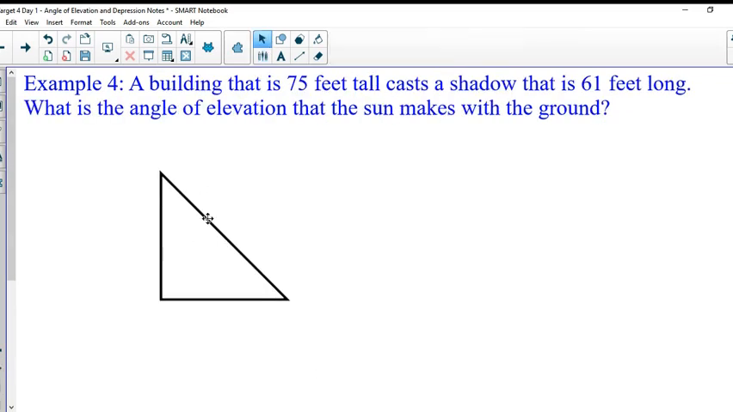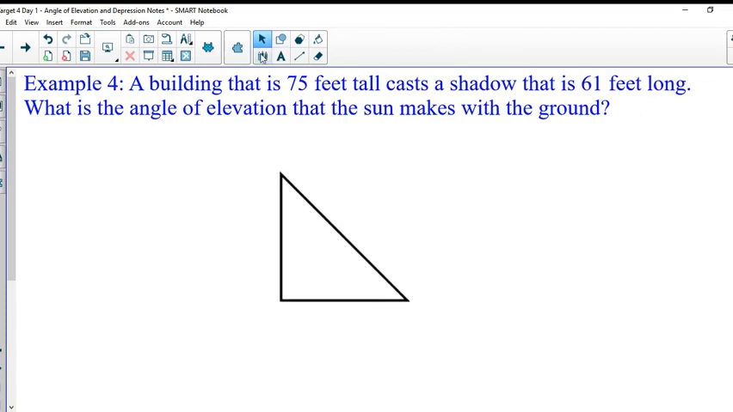Okay, last one. Example 4. A building that is 75 feet tall is casting a shadow 61 feet long. What is the angle of elevation that the sun makes with the ground? So, in the real world, think about a building. A building is typically vertical. We don't tend to see very many slanted buildings. So, that means this side of our right triangle, that is going to be our building, 75 feet.